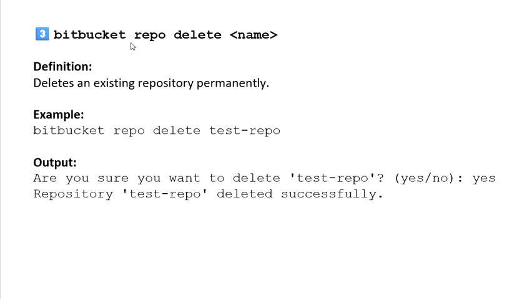And third is bitbucket repo delete with the repository name, which deletes the existing repository permanently. Example: bitbucket repo delete test-repo. The output is: are you sure you want to delete the test repo? Yes or no. Click yes, and the repository test repo is deleted, and a success message is given as output.